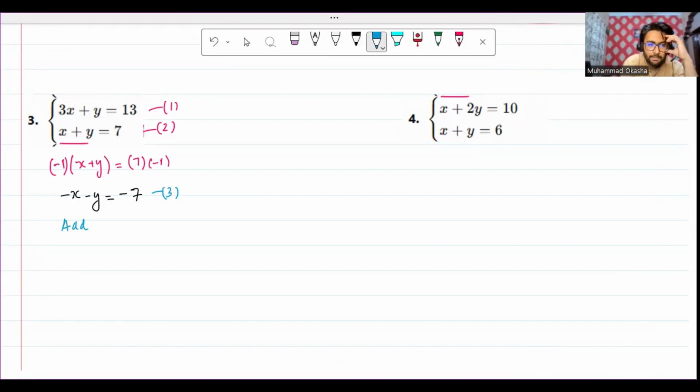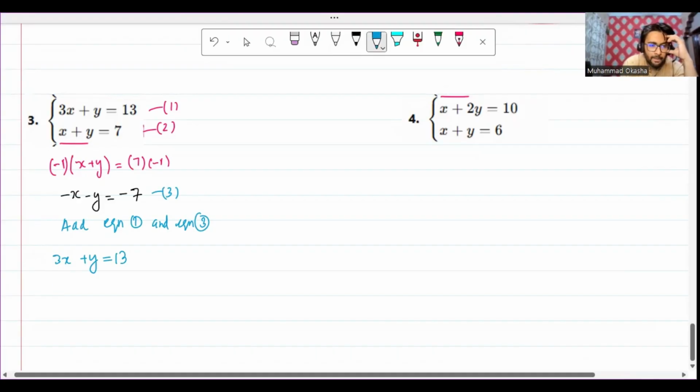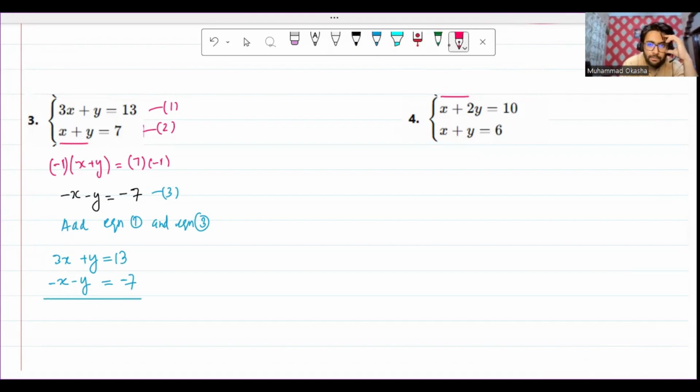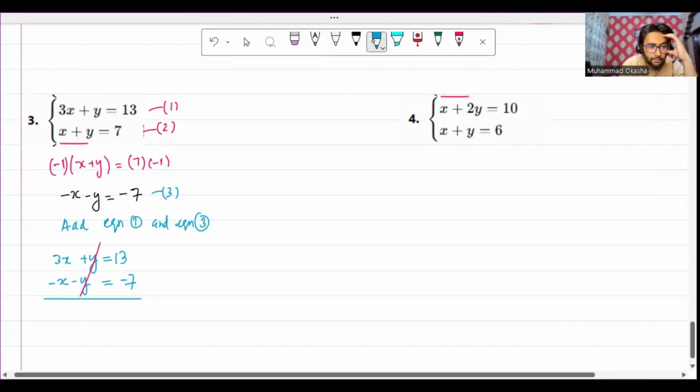Let's add equation 1 and equation 3. So equation 1 is 3x plus y equals 13. And equation 3 is -x, -y equals -7. The reason that we did it is because we could cancel out a y.